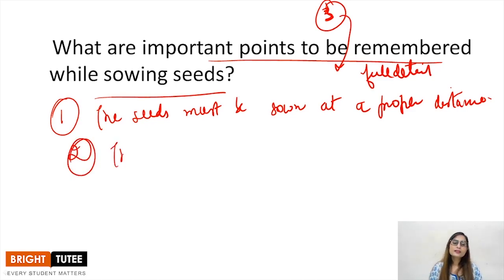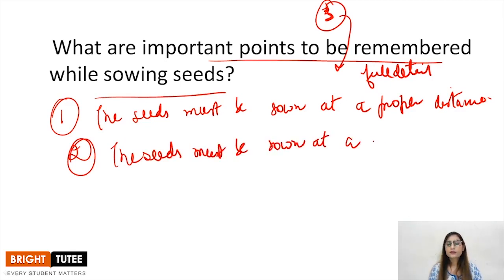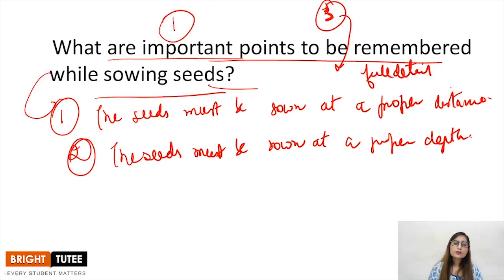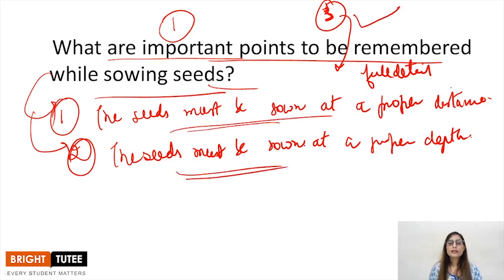Secondly, the seeds must be sown at a proper depth. They must not be on the surface of the soil. They must be at a proper depth so that they can obtain the nutrients from the soil. So these are the important points to be remembered while sowing seeds. If this is a 1-mark question, you will simply provide the statements. But if it is a 3-mark question, you will give the complete detail on why it is important to grow the seeds at a good distance and a good depth.